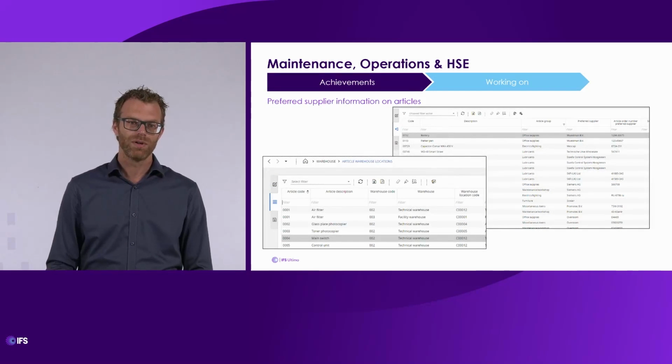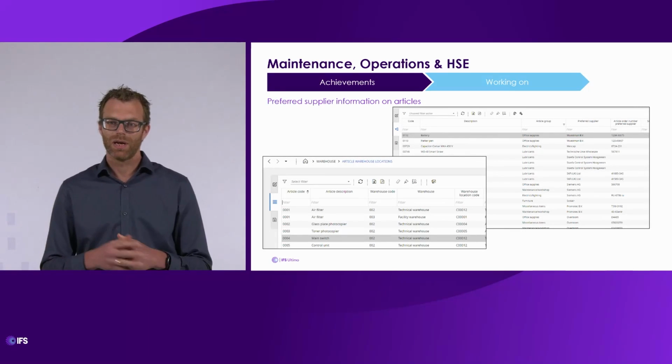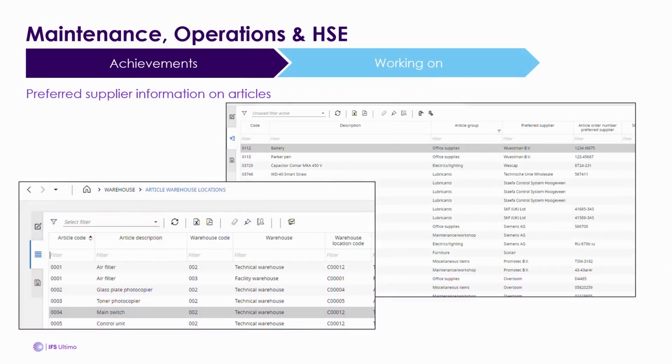Then we continue with warehouse management because there are 2 improvements done which are very handy. So first of all, you have an article and that article has multiple suppliers.